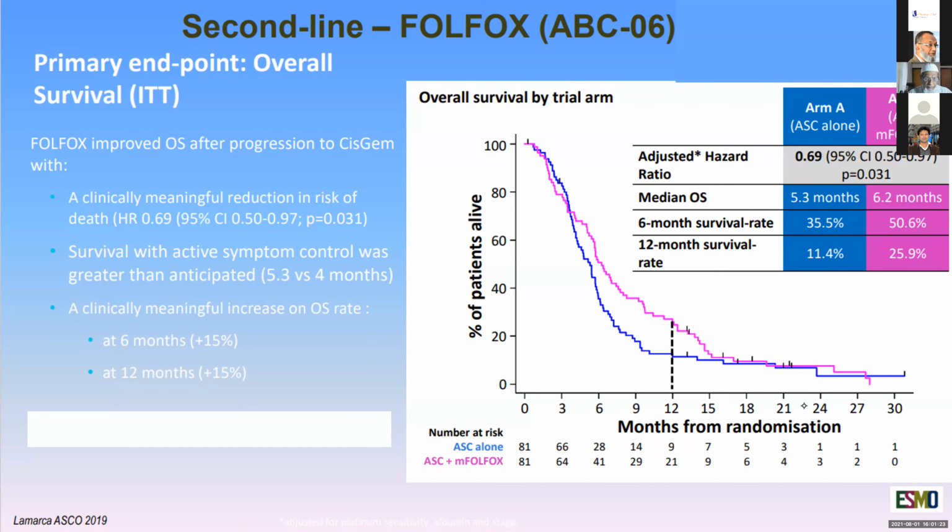If we look at the overall survival, it was 5.3 months in the observation arm, whereas in the treatment arm it was 6.2 months. If you go for the 6-month survival rate, it is 35% compared to 50.6%, and the 12-month survival rate is 11% versus 25%. It's almost double. So FOLFOX with active symptom management is a new standard of care as a second-line treatment.